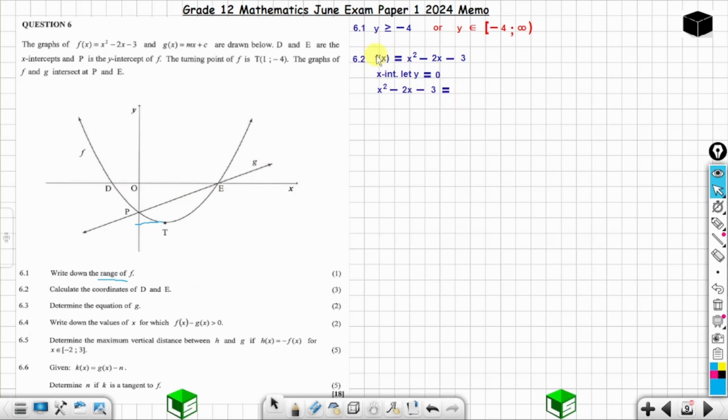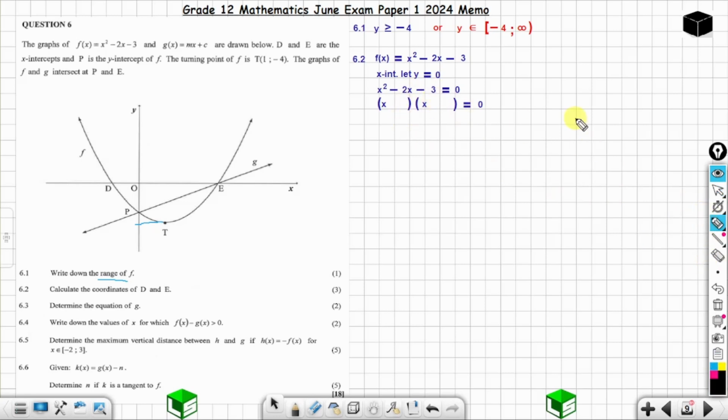Let y equal to 0. Now you are going to factorize. Okay, x squared, you are going to have x times x. Now you have 3, -3.